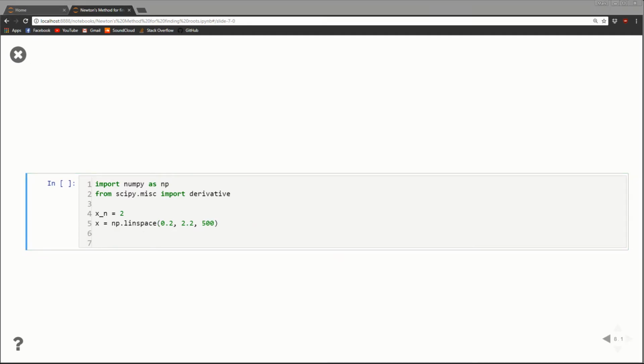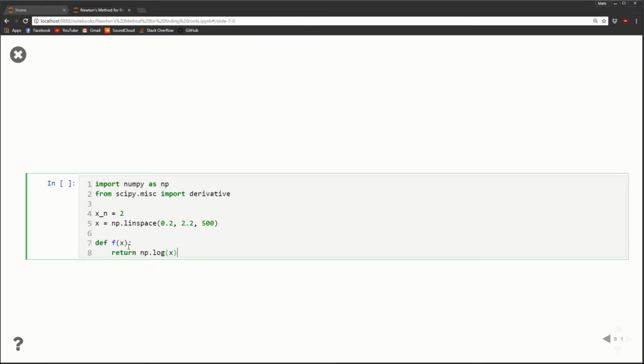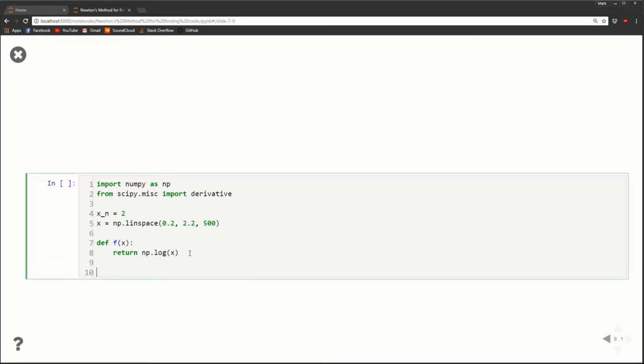Now we need a function for our natural log. So I have just a quick one right here. Our function is going to be f of x, and it's just going to return the natural log of x. All right, so now I want to write a function that computes the next x value based on Newton's method. I'm going to call it xNext, and it's going to take in f. It's also going to take in our x array, and then it's going to take our guess.